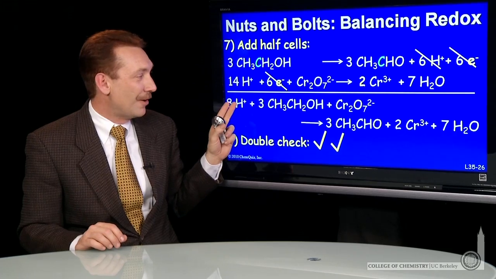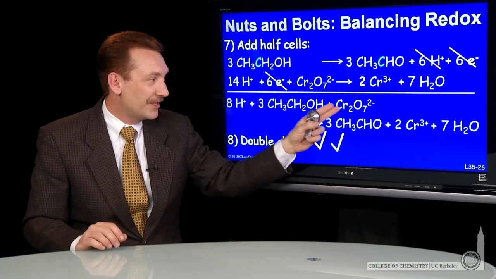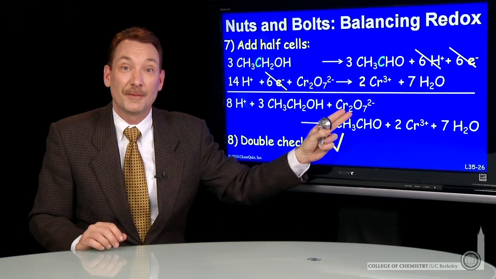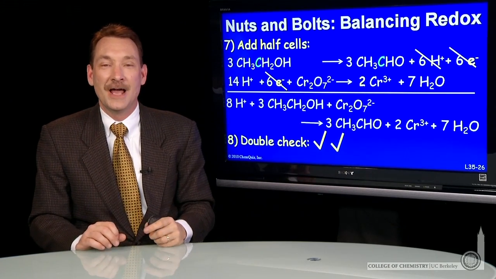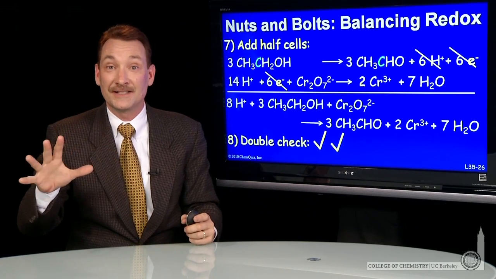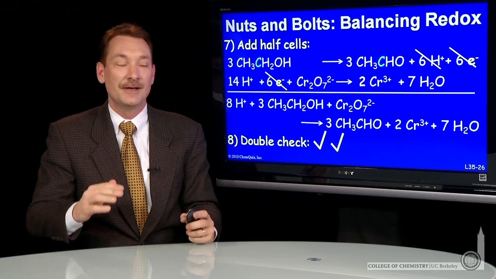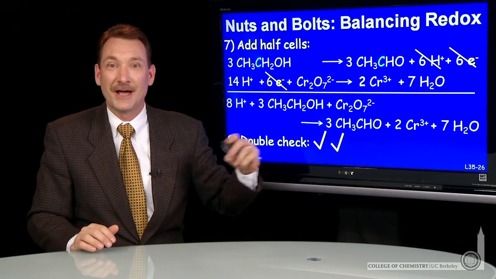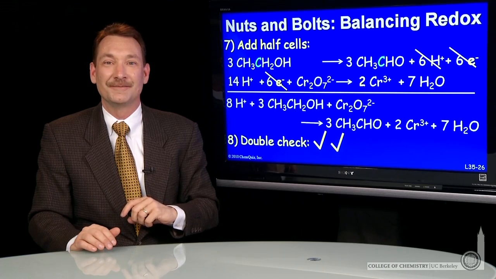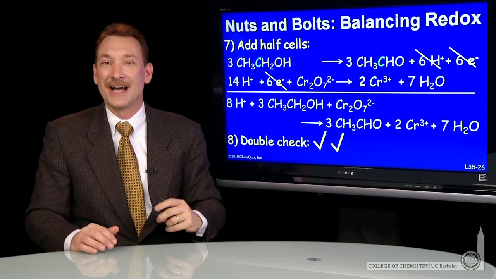And you can see now, if you count up all the hydrogens, all the oxygens, all the chromiums and carbons on this side, they exactly match up with that side. So going through that series of relatively simple elementary steps, I balance a chemical reaction that would have been quite difficult to balance starting from first principles. That's how we balance redox reactions.